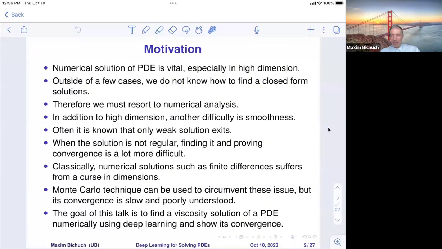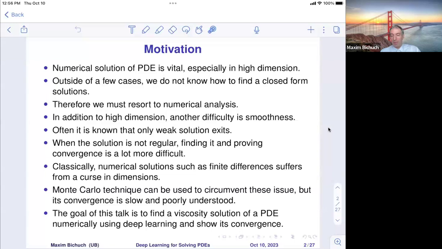I think the motivation is fairly standard: being able to solve PDEs numerically is vital, especially in high dimensions, because typically, outside of a few cases, there are no closed form solutions, and therefore we usually resort to numerical analysis. But in addition to high dimension, there is another difficulty that pops up when we try to solve things, and that is smoothness. Unfortunately, very often there is no classical smoothness of the solution, and only some form of weak solutions exist.